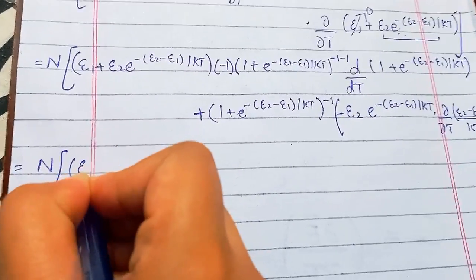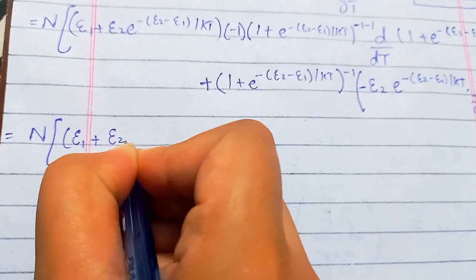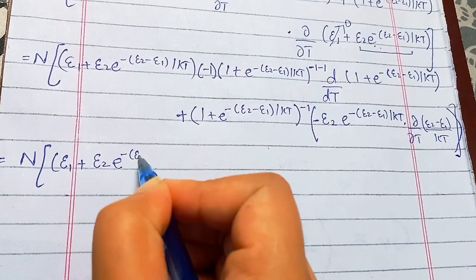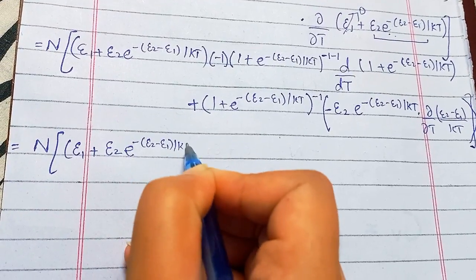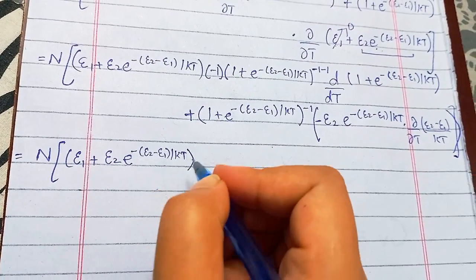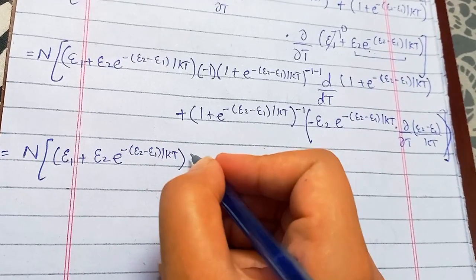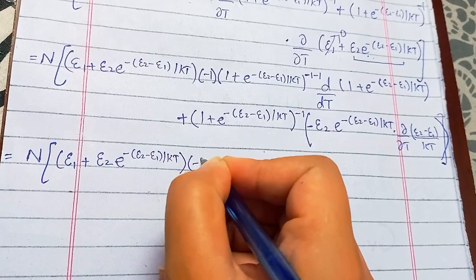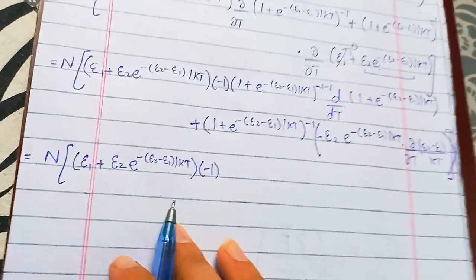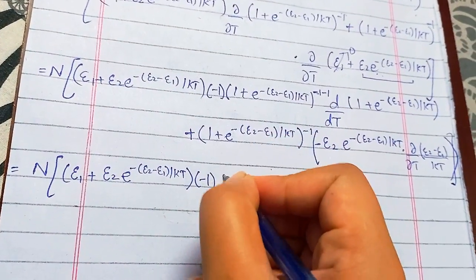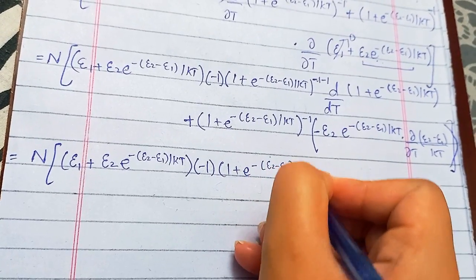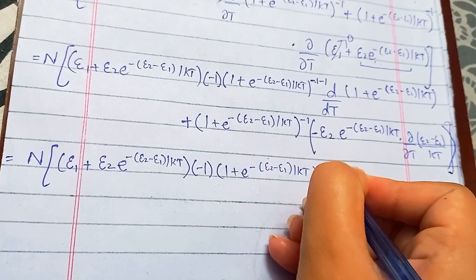Capital N, E1 plus E2 e to the power minus (E2 minus E1) divided by kT. These lengthy calculations are always annoying for me. They are so lengthy. Negative 1, and this power becomes negative 2. So 1 plus e to the power minus (E2 minus E1) by kT, whole to the power negative 2.